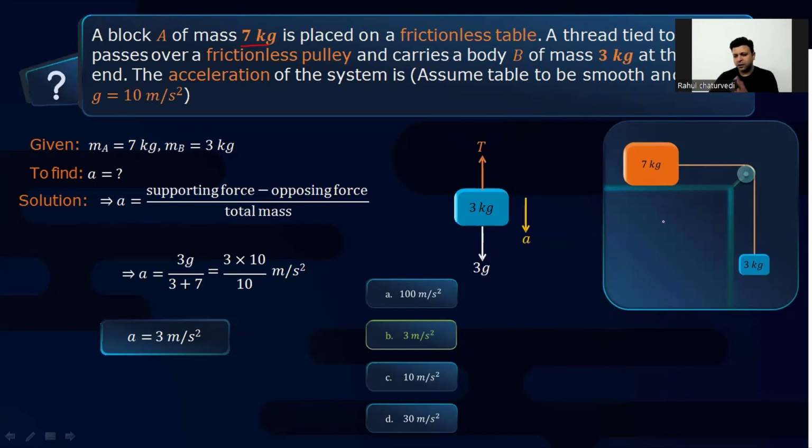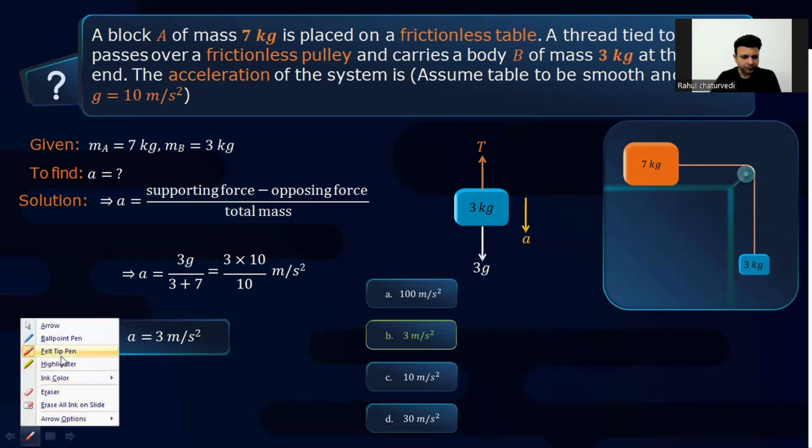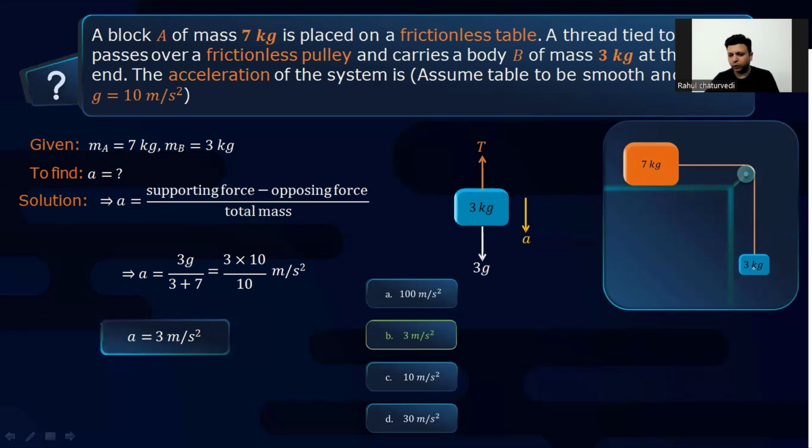So again, use the basic concept. The concept is supporting force minus opposing force. Here, supporting force is 3G. So what will be the opposing force? Just think.